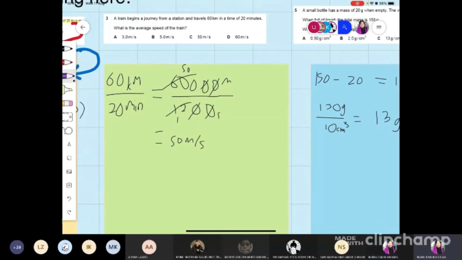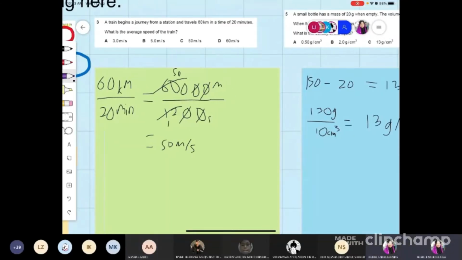Okay, so he or she did 60 kilometers divided by 20 minutes. What is 60 kilometers? It's the distance. Yes. 60 kilometers is the distance. So this is the distance and then 20 minutes is the time. So what is your friend doing?